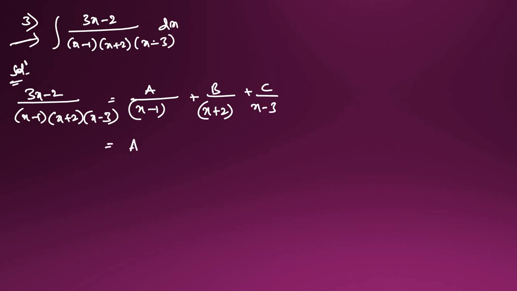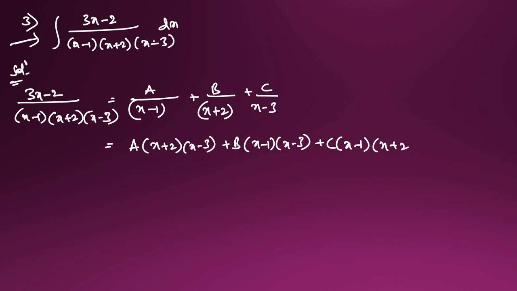So with the same cross multiplication, it will become a into (x plus 2)(x minus 3), plus b into (x minus 1)(x minus 3), and again plus c into (x minus 1)(x plus 2). So this is equal to 3x minus 2. Now we'll put values of x. First, we'll put x is equal to 1 in this.